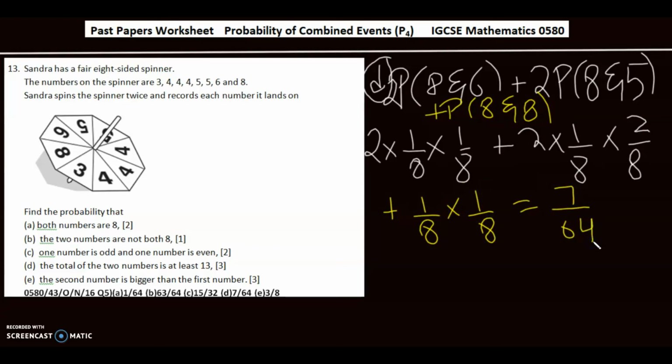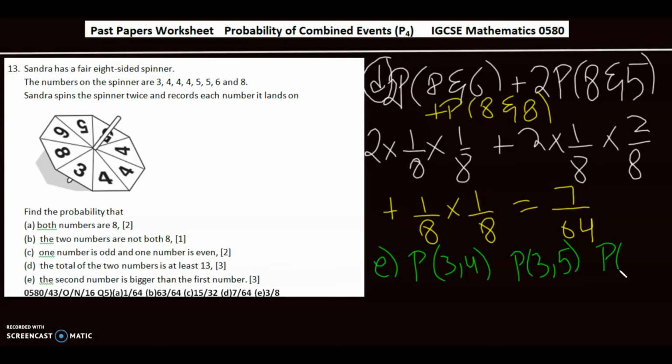Part E, the second number is bigger than the first number. So which cases should we consider for this? For part E, the second number is bigger than the first number. So what about 3 and then 4, and there's also the probability of 3 and 5, the probability of 3 and 6, the probability of 3 and 8.